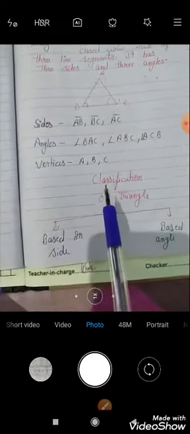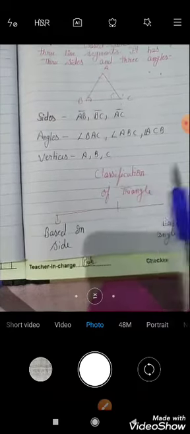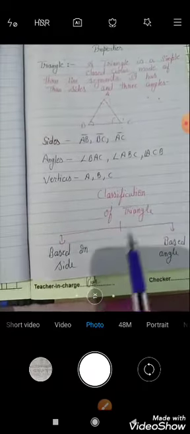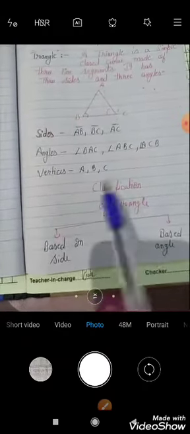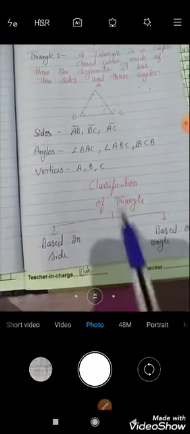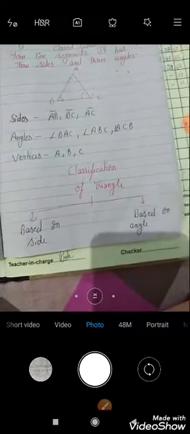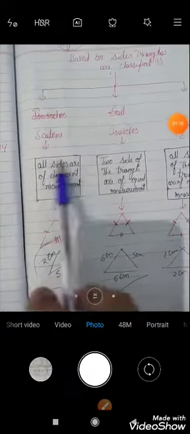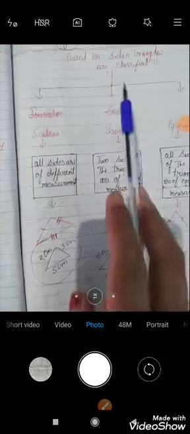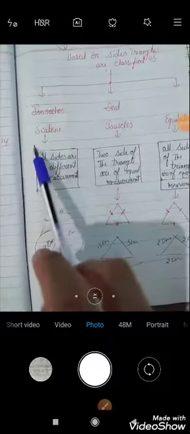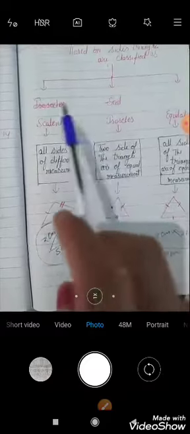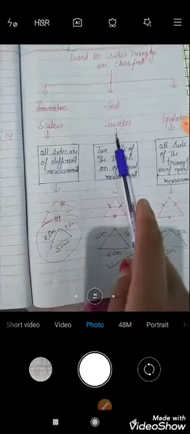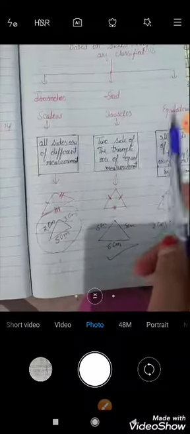Our next topic is classification of triangles. How can we classify a triangle? We can classify a triangle in 2 ways. First, based on sides, and second, based on angles. On the basis of sides, we can classify our triangle into 3 kinds: scalene triangle, isosceles triangle and equilateral triangle.